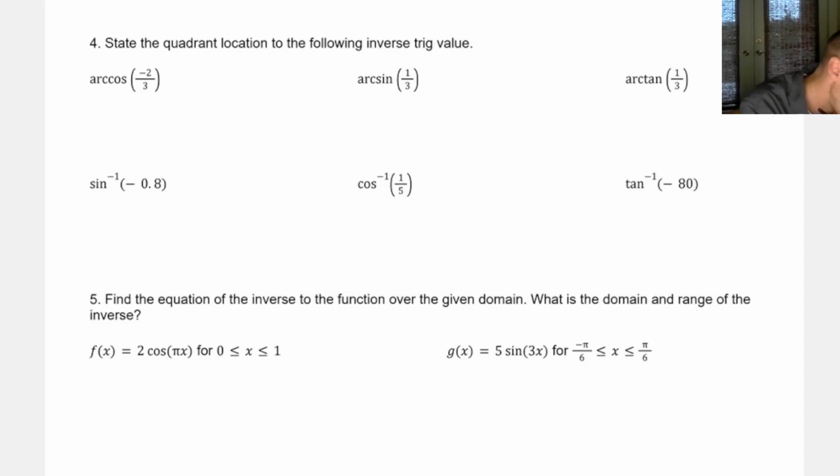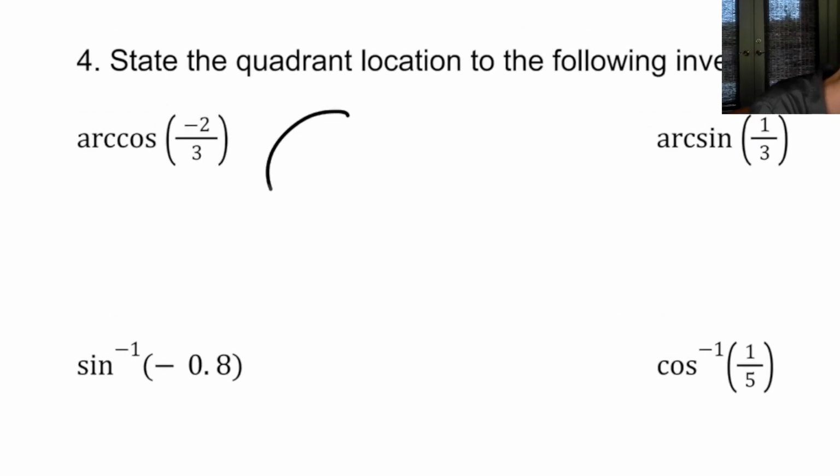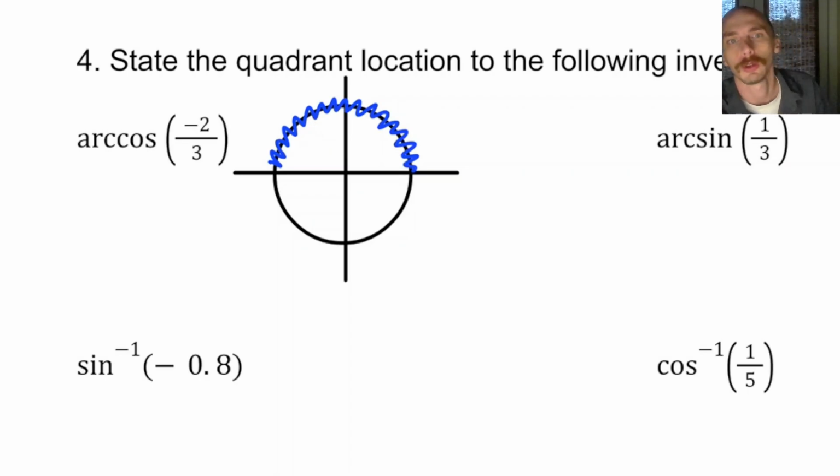So state the quadrant location for the inverse trig value. Basically, where does this number live on the unit circle? All right, so arc cosine of -2/3. I'm just going to draw the circle and remind you that arc cosine takes its values through that part of the unit circle because cosine's horizontal. Where is cosine equal to -2/3? Well, right there, horizontally, -2/3 of the way. It looks like about -2/3, and that's going to be some point right here, and that is second quadrant.